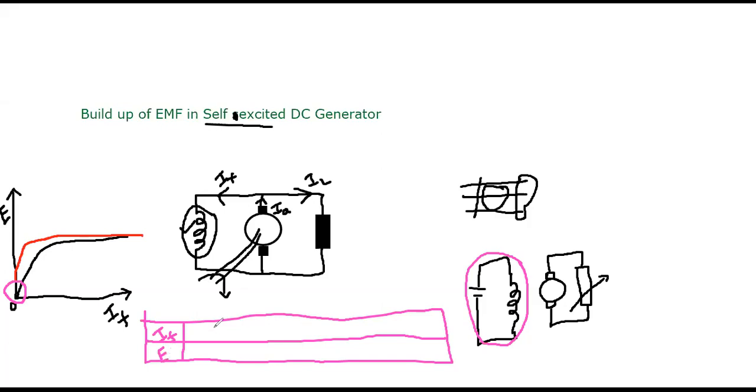If you see here, due to the effect of this residual magnetism, the IF value is not 0. It is having some minimum value, and this minimum value will be 0.3 or 0.4 ampere. For that we are able to produce some 100 volt.